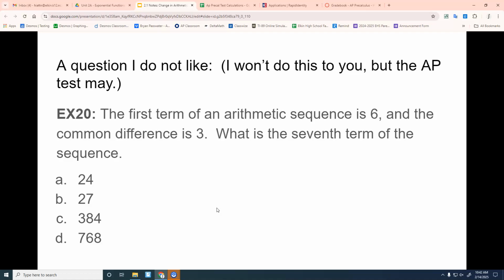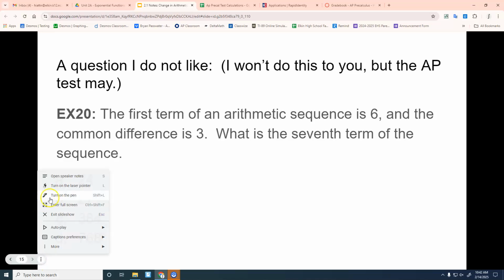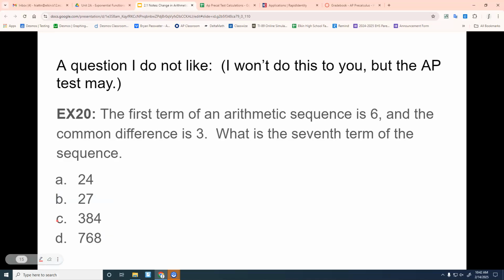Okay, what are you guys getting? A? How about B? How many of you got A? How many of you got B? Okay. Anybody got C? Or D? Okay, C and D are definitely not it, because C and D are the answers that you might get with a geometric. So those are definitely not it. Some of us are getting A, some are getting B.